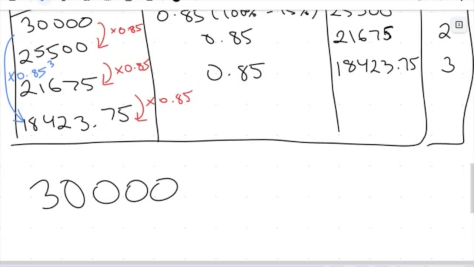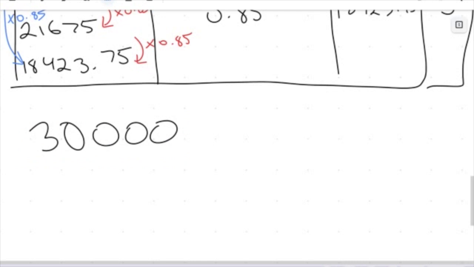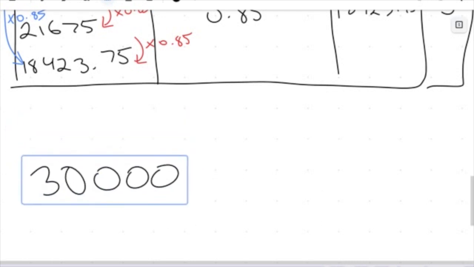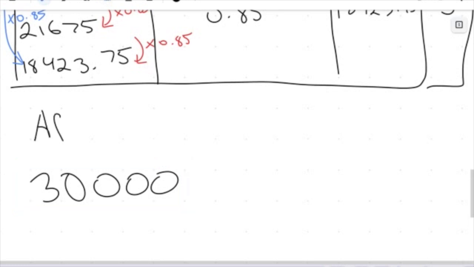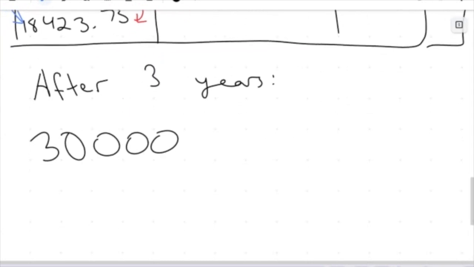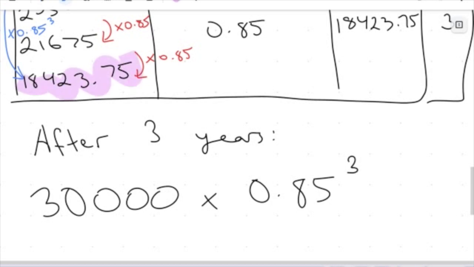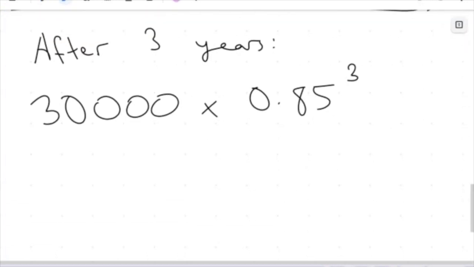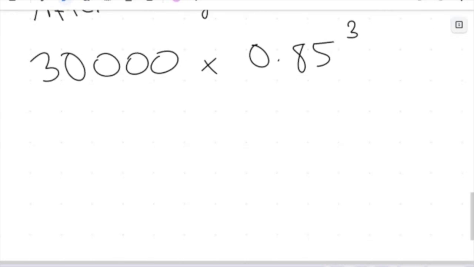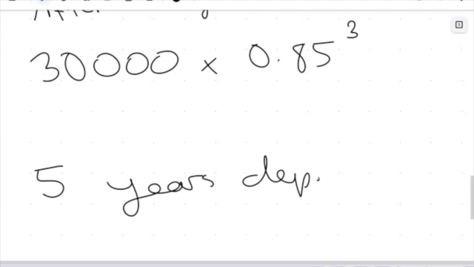So to get to my price after 3 years, I took this and I just timesed it by 0.85 cubed. And I got my answer here. So how do you think we can get to, say, 5 years depreciation?